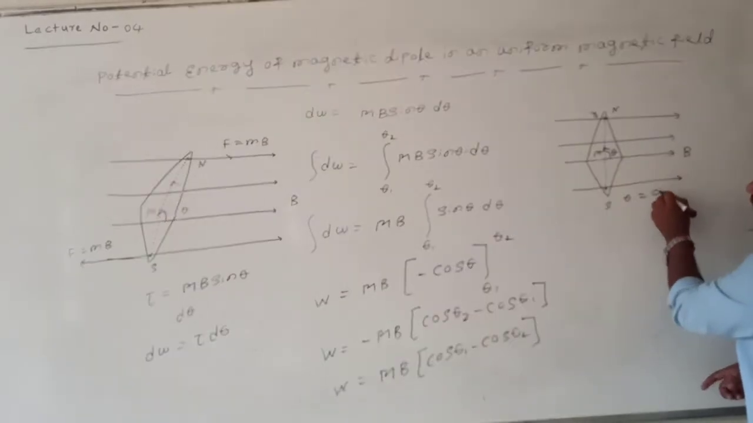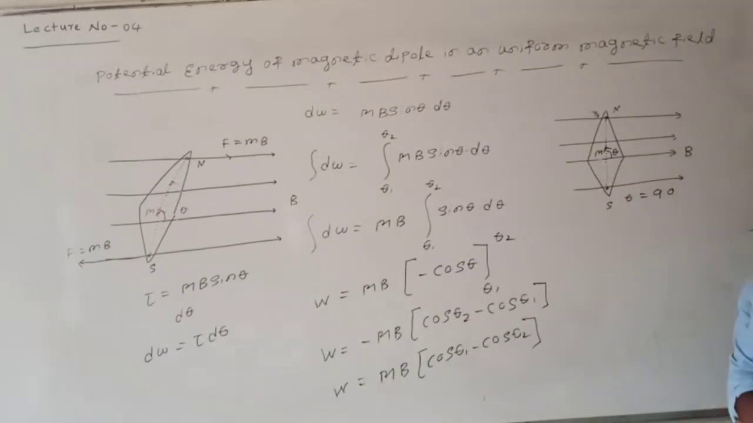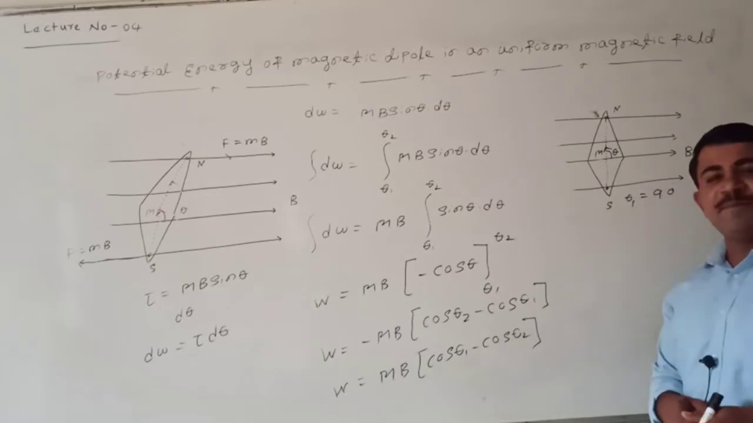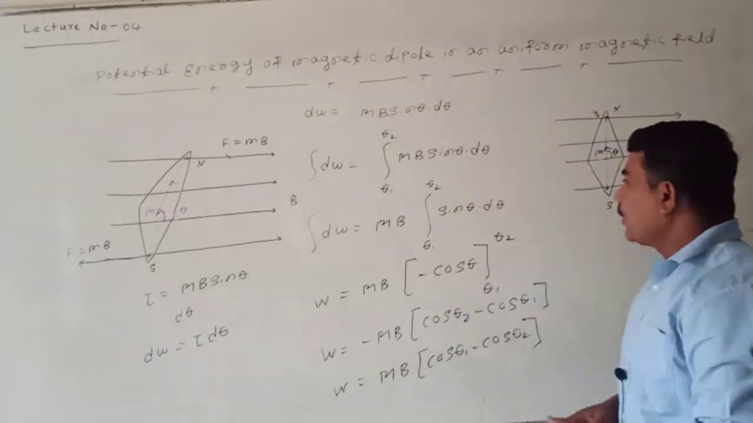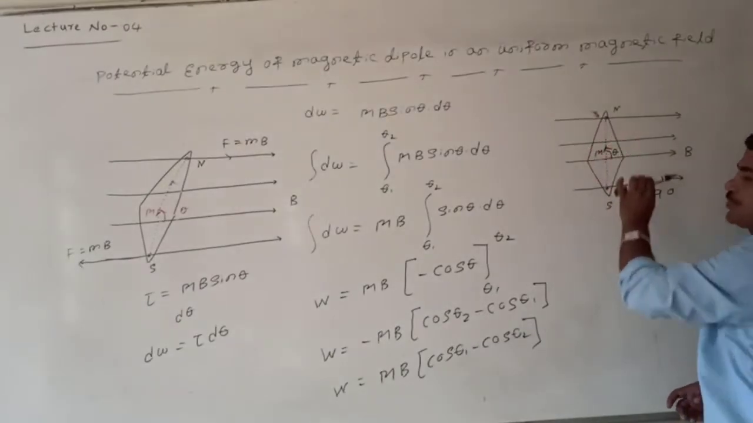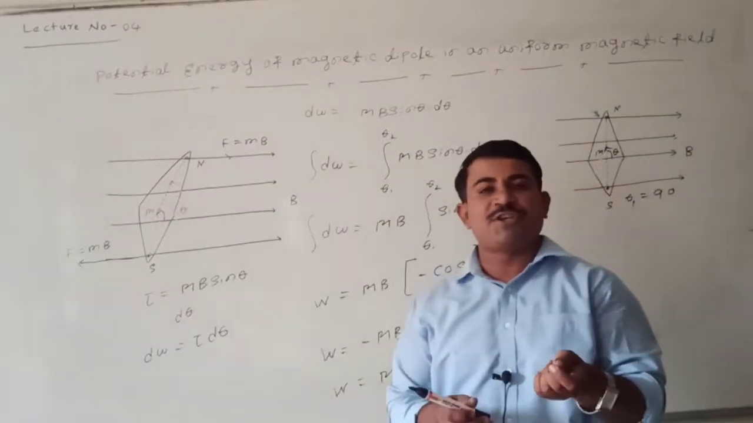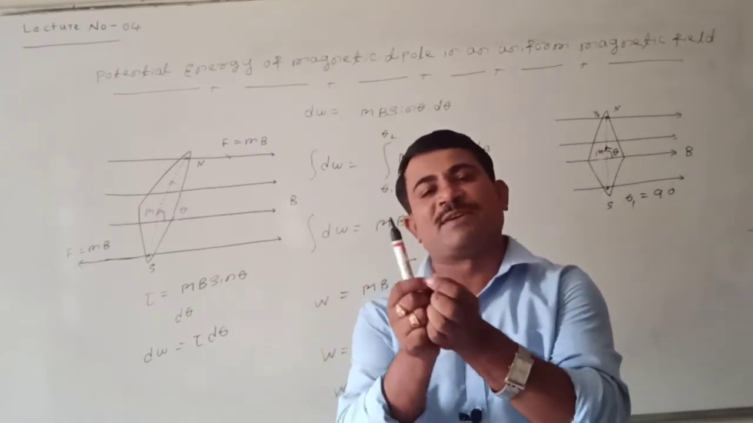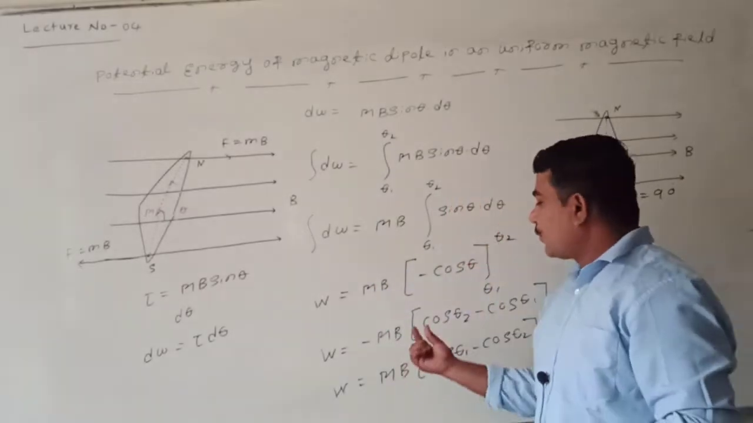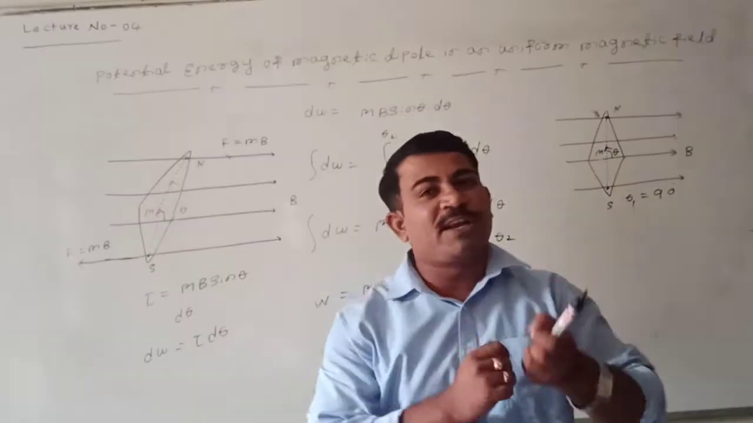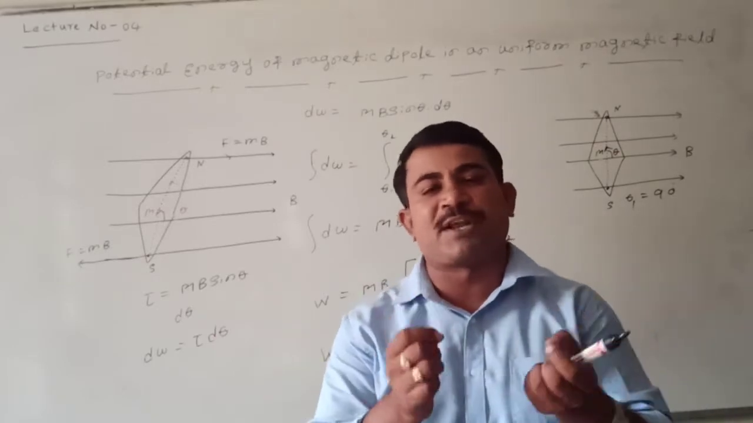Theta is equal to how much? Theta is equal to 90. I mean initial theta, how much? Initial theta 1 is equal to 90. When a dipole rotates from the perpendicular direction of the magnetic field to the equilibrium position, equilibrium position means the angle between the magnetic dipole moment and the magnetic field must be the same. Then this total work done is nothing but stored as potential energy. That potential energy we are calling the magnetic potential energy of the dipole.